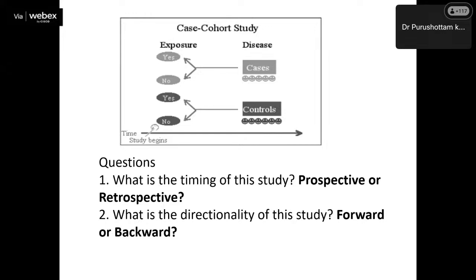That is why it is a mixture of both. If it were a cohort, then it would be prospective and forward, but it is a mixture of case control and cohort. That's why here the timing is prospective and the directionality is backward. I think it is clear.